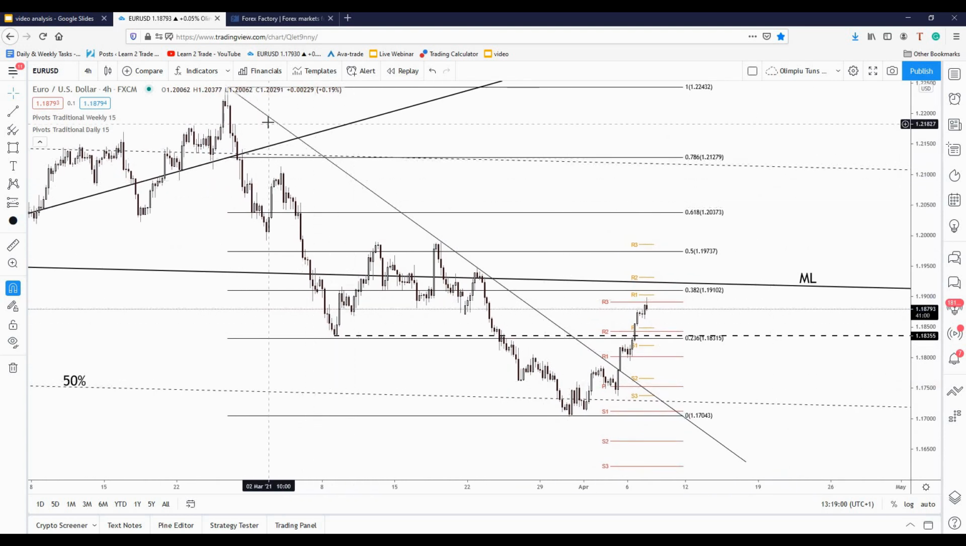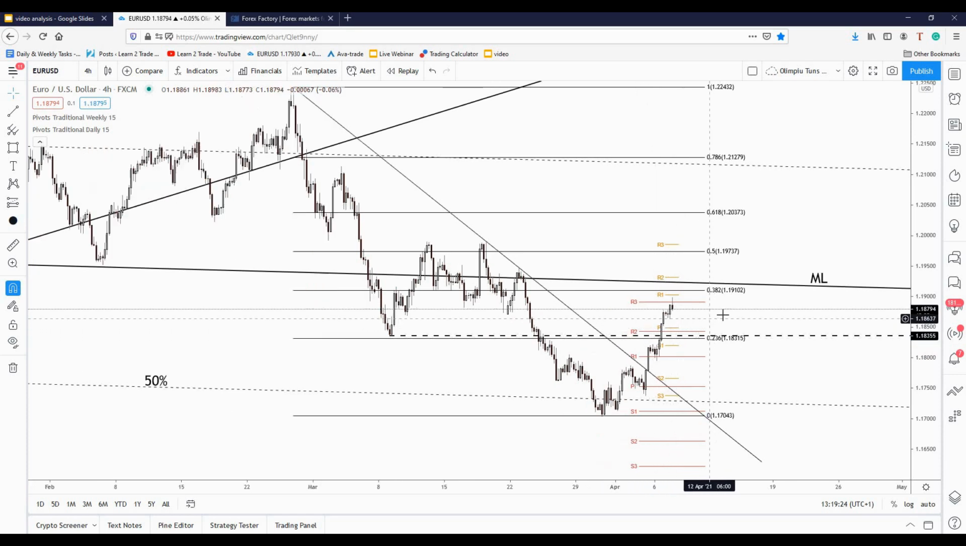So in the short term, the pair was expected to increase after taking out this resistance, after breaking above this downtrend line. It has stabilized right above the first resistance here, R1, weekly resistance 1.1801, and yesterday's aggressive breakout above this resistance area signaled a further increase.